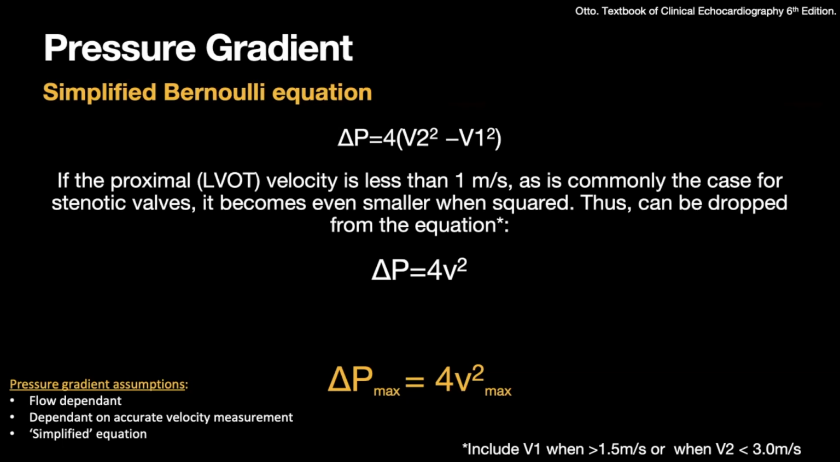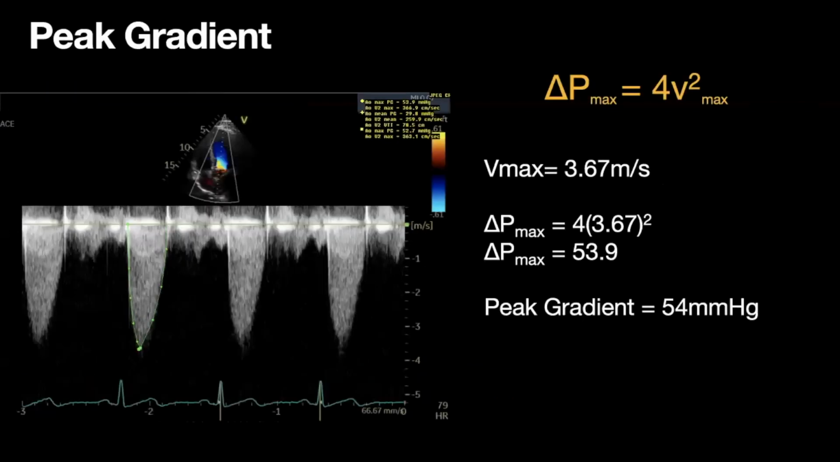Again, the assumption of pressure gradient is that it is flow dependent. It depends on an accurate velocity measurement, as we talked about earlier. And of course, this is a simplified equation. So with our same patient, if we use our delta P equals 4V squared, our Vmax is 3.67, which is in the moderate range and more than 3, so we can use it in the simplified formula. We have a peak gradient of 54 millimeters mercury.